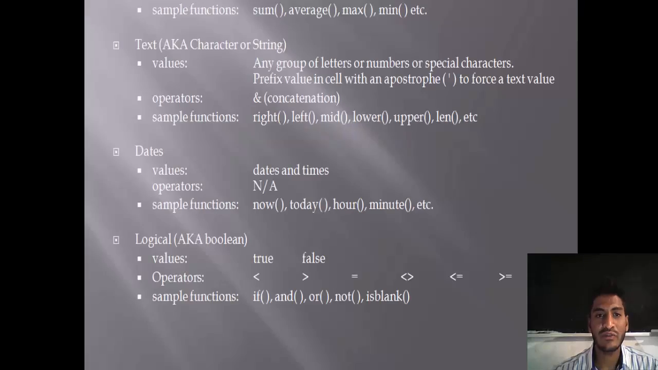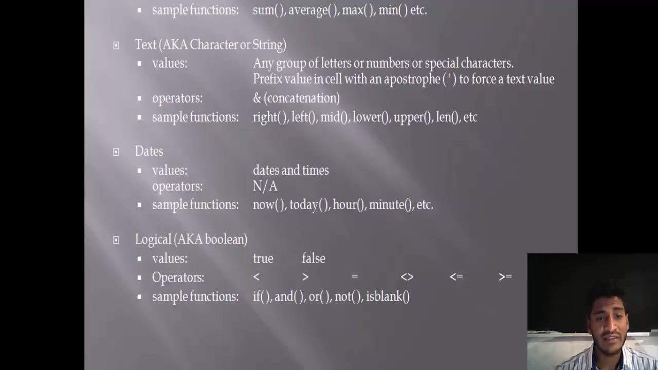Data types. Numeric values: any numbers. Operators: addition, subtraction, multiplication, division, and percentage. Sample functions: sum, average, maximum, minimum, etc. Text, also known as character or string values: any group of letters, numbers or special characters. Prefix the value in a cell with an apostrophe to force a text value. Operators and concatenation. Sample functions: right, left, mid, lower, upper, length, etc.